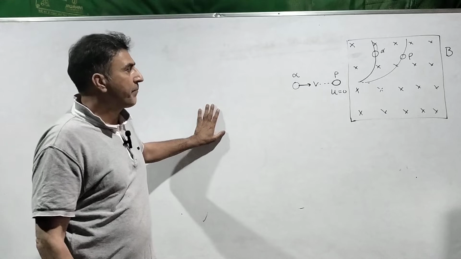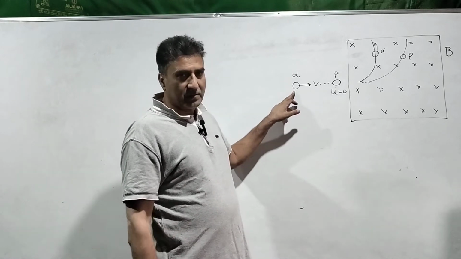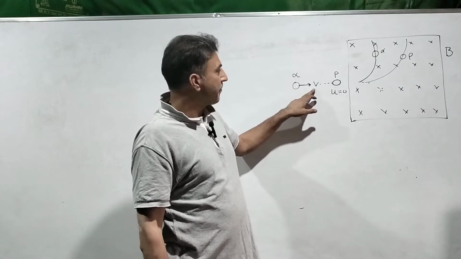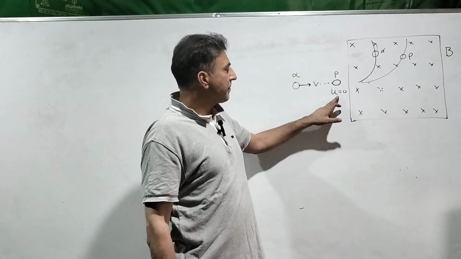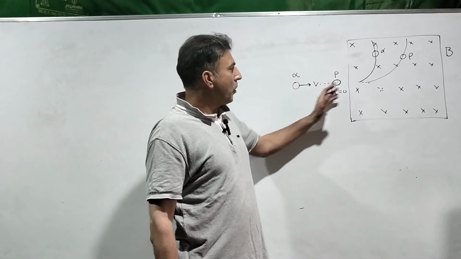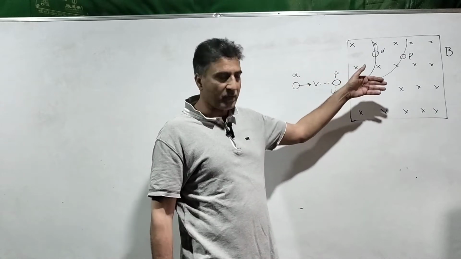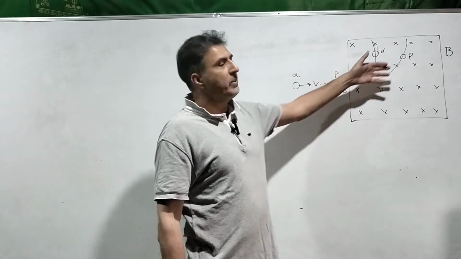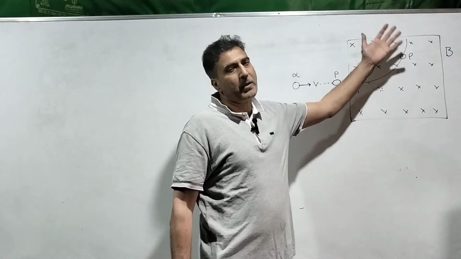And today's challenging problem is based on the motion of the charge in the magnetic field. The problem is like this. It is an alpha particle moving with velocity v. It hits a proton which is at rest, and both move in the forward direction. Proton has also got some velocity and alpha particle has also got some velocity, and they move in the magnetic field.